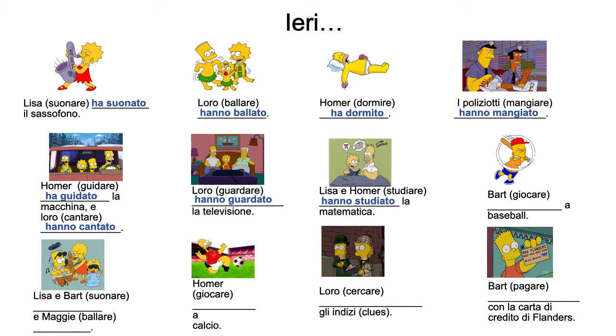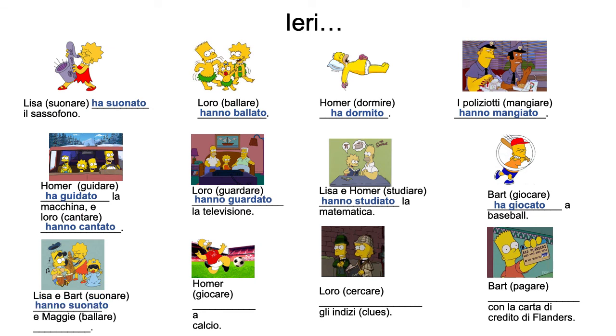The next one, Bart giocare a baseball. My subject is lui, right? It's he. So my form of avere is ha, and my past participle for giocare is giocato. Lui ha giocato. Bart ha giocato a baseball. Bart played baseball. The next one, again, has two parts, right? In the first one, our subject is Lisa e Bart, right? It's two people, it's they. So I need the loro form of avere, which is hanno. And then I also need the past participle of suonare. Get rid of are, insert ato. Loro hanno suonato. They played.